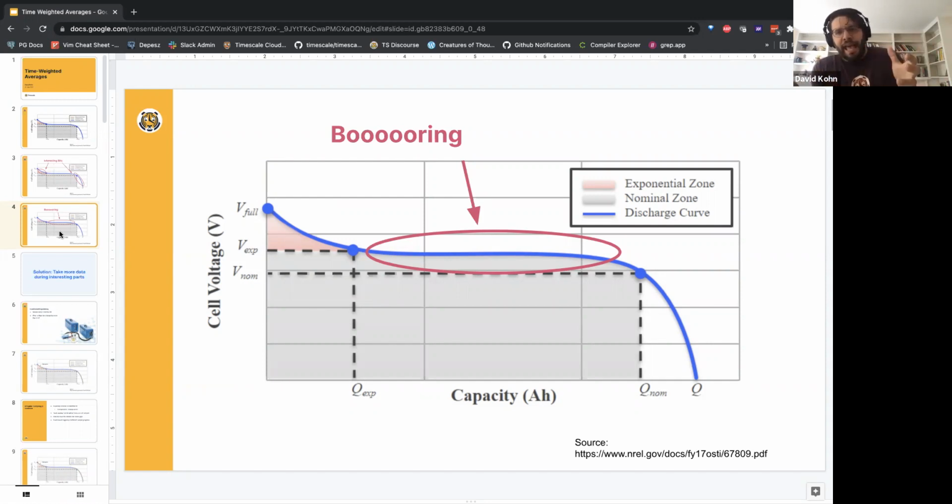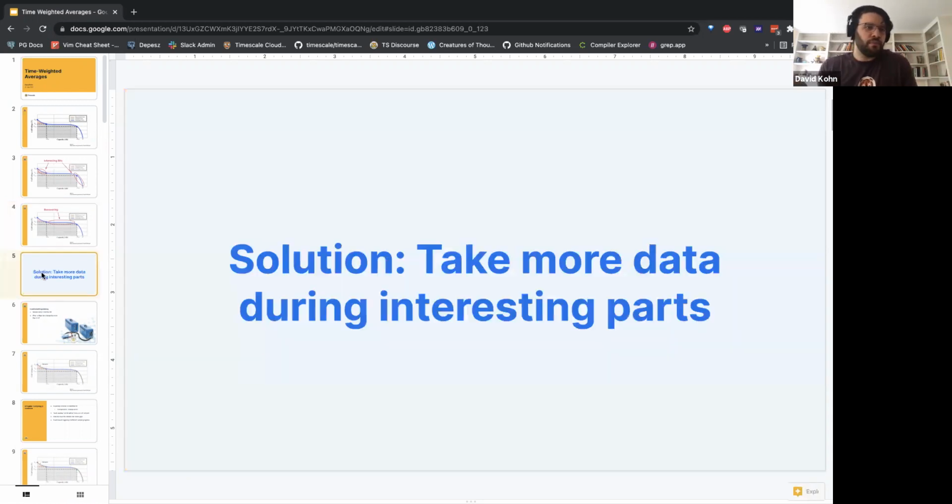But at the beginning and end, the sort of relaxation of the cell as you start cycling it or towards the end, that can give you a lot of information. And so you want to sample much more quickly during those parts. So we take more data during the interesting parts. That was basically our solution to this problem. We have the interesting parts, we have the boring bits. The boring bits, by the way, this is over hours. So that whole cycle is over 10 or 12 hours. It's not a short thing.